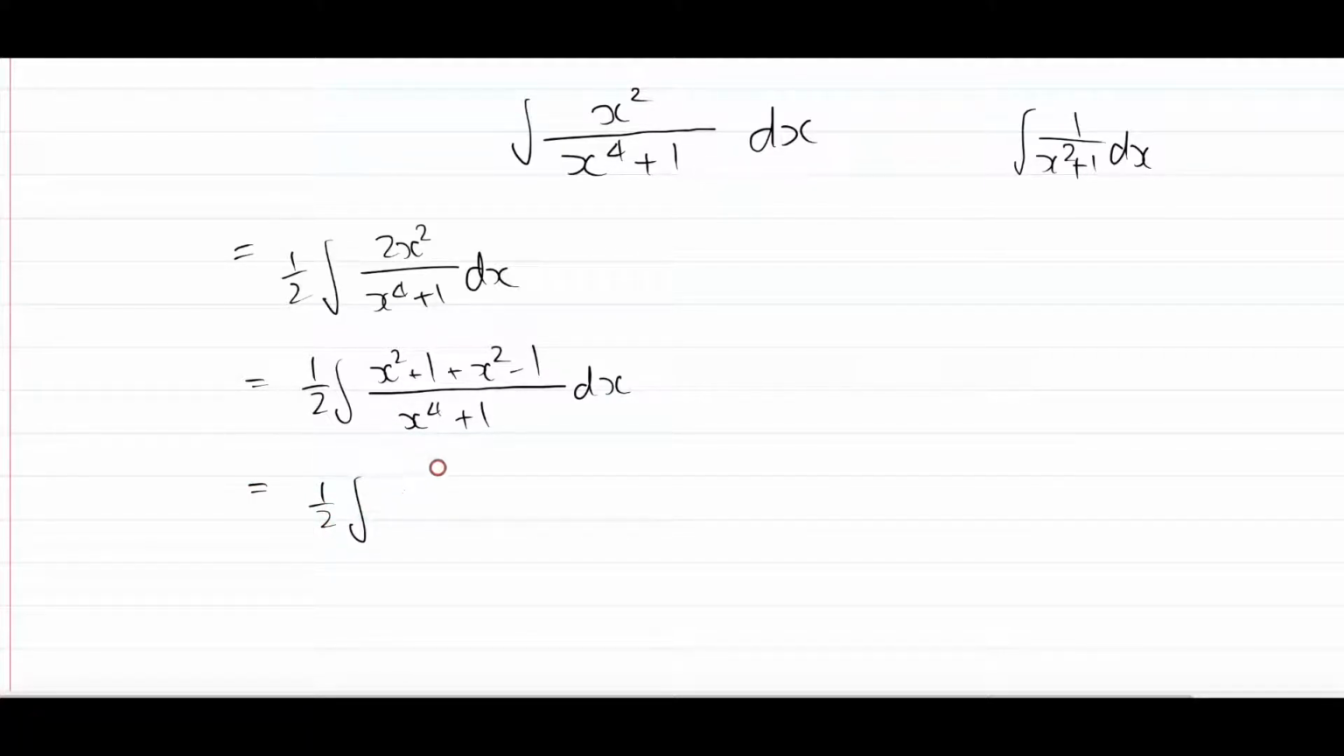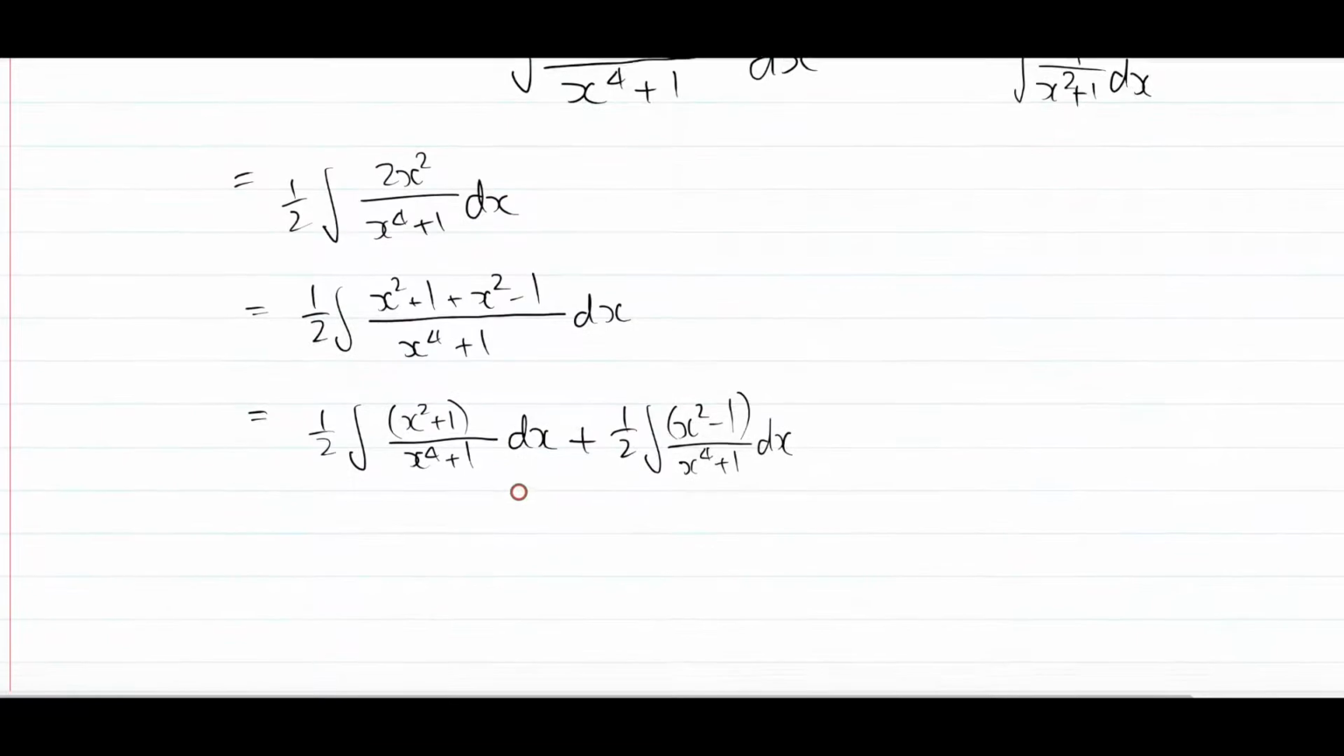Right, group them together: half, x squared plus 1 over x to the power 4 plus 1, plus half, x squared minus 1 over x to the power 4 plus 1 dx. So what we did here was we split them, turned them into two integrands.